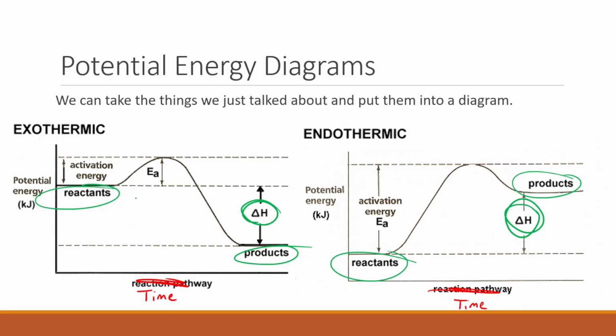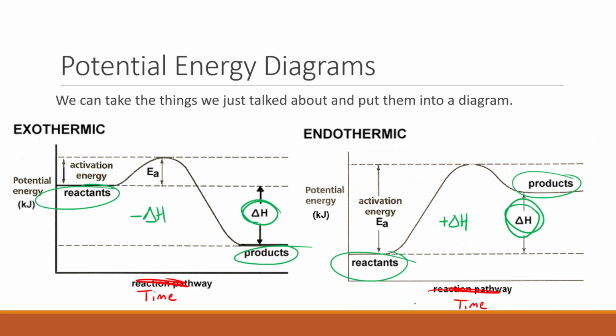Exothermic reactions go down in energy. They release energy. They give you a negative delta H. Endothermic reactions go up in energy. They absorb energy. They give you a positive delta H.